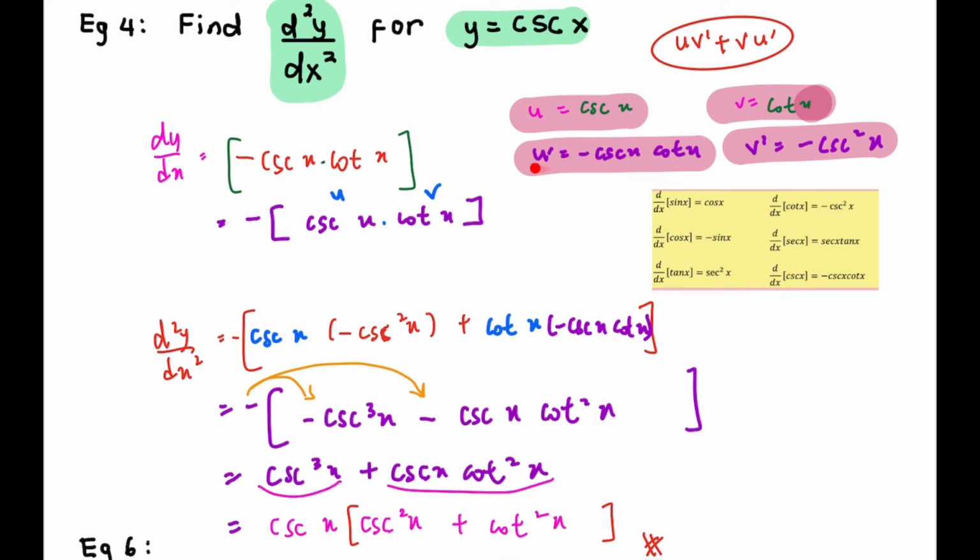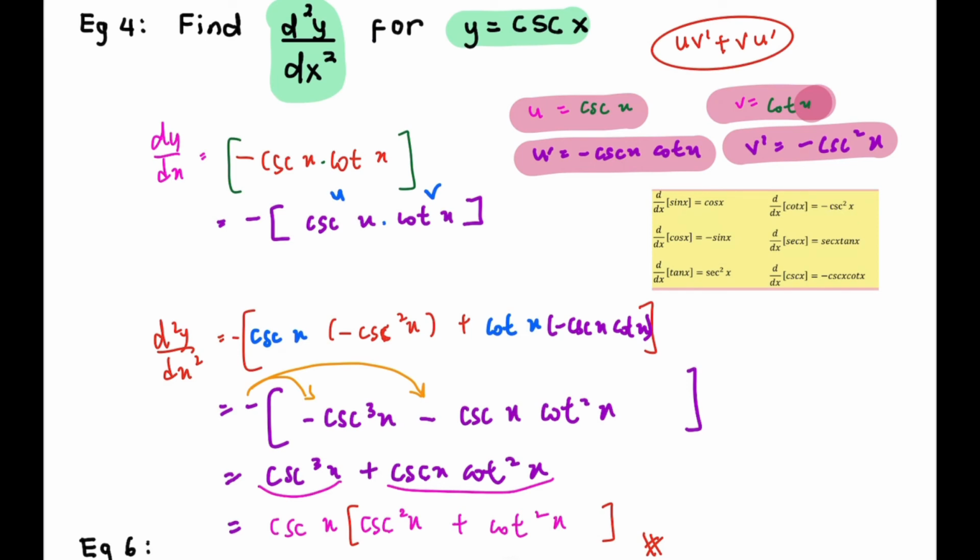Therefore, let's find u prime. So differentiate for cosecant is negative cosecant x cotangent x. Just rewrite this here. And for v prime, let's differentiate cotangent x. Differentiate cotangent x is equal to negative cosecant squared x. So let's write it here. So now since you have u, v, u prime and v prime, we can do the product rule now.